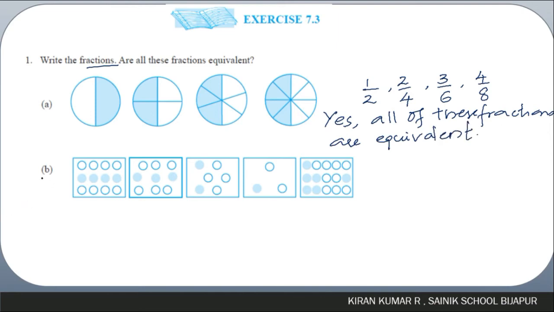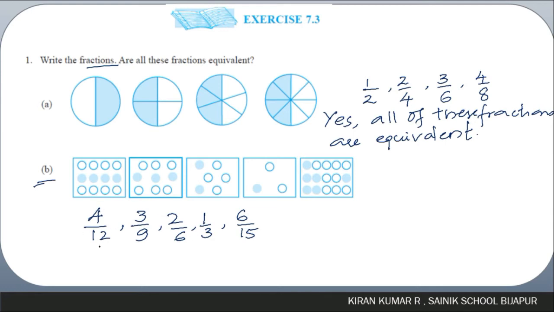Let me see the second one. The first 4 are shaded out of total 12. 3 are shaded out of 9. 2 are shaded out of 6. 1 is shaded out of 3. 6 is shaded out of 15. Look at this. On simplification, each time do we get 1 by 3?